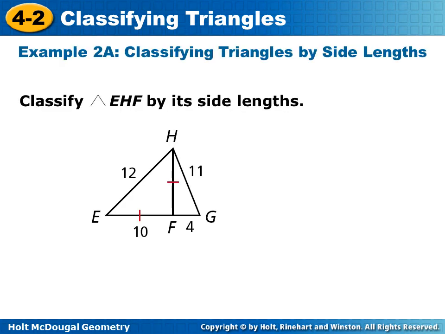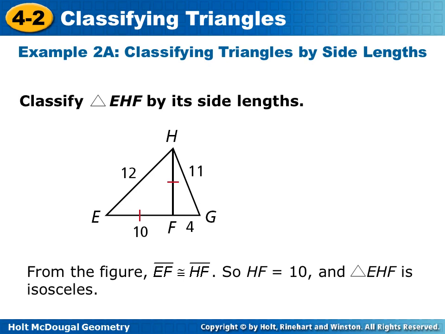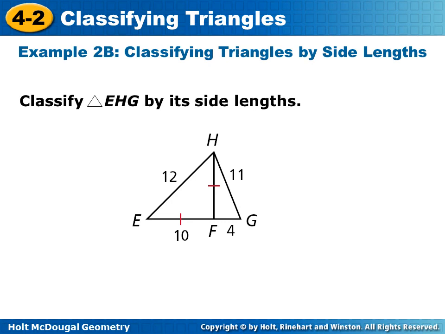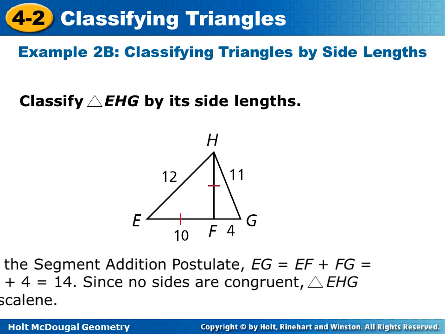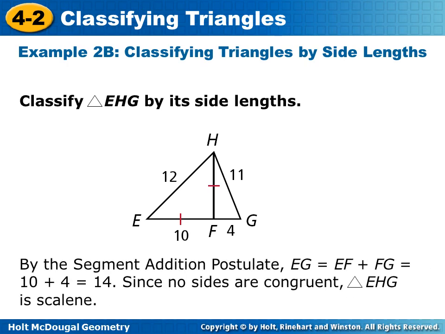So let's look at triangle EHF, which is the one on the left, and we see that EF and HF are congruent, so EHF is isosceles. How about EHG? EHG has sides of 12, 11, and 14. Therefore, it's a scalene triangle.